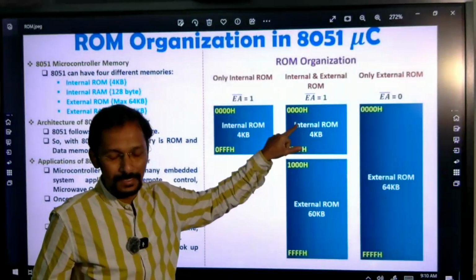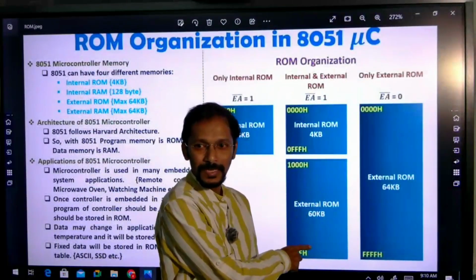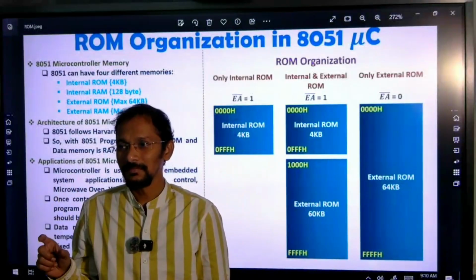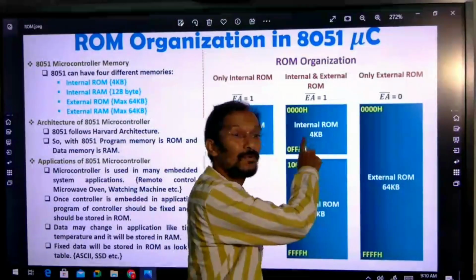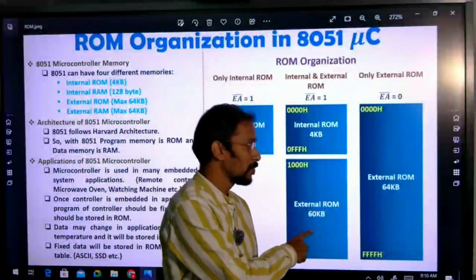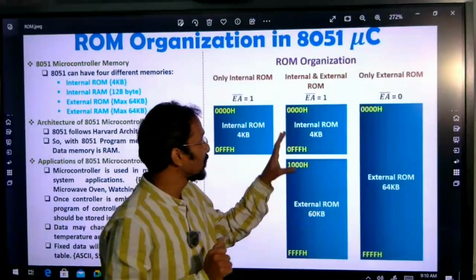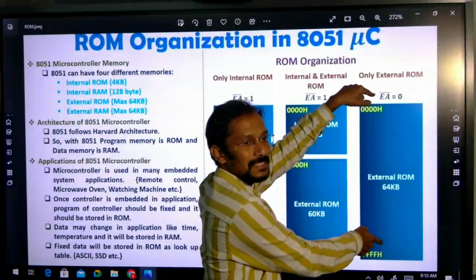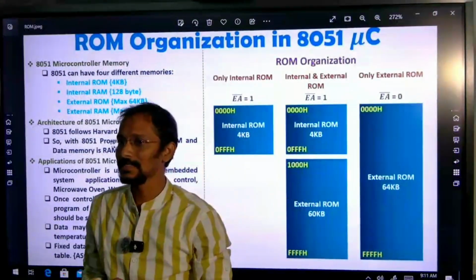If we are using an internal memory of 4 KB, we need 60 KB of external ROM. But 60 KB memory chips are not available. Memory chips are available in the range of 4 KB, 8 KB, 16 KB, 32 KB, or 64 KB. So either we can use the internal ROM or the external ROM to load the programs.